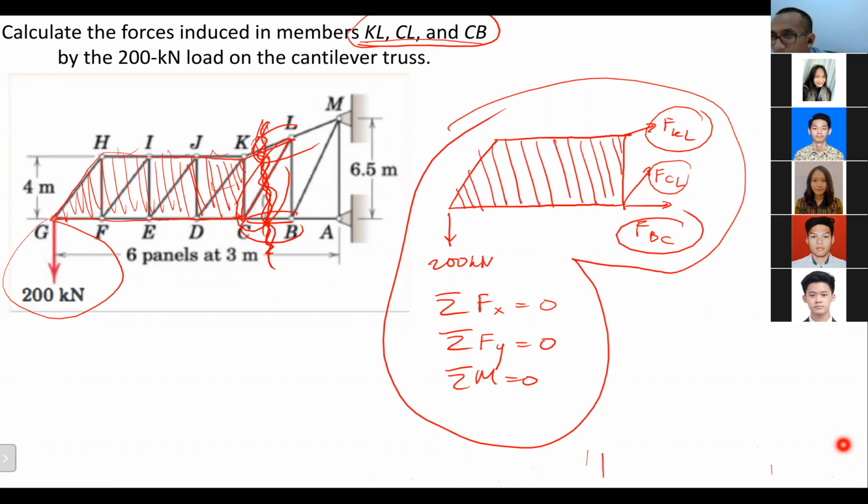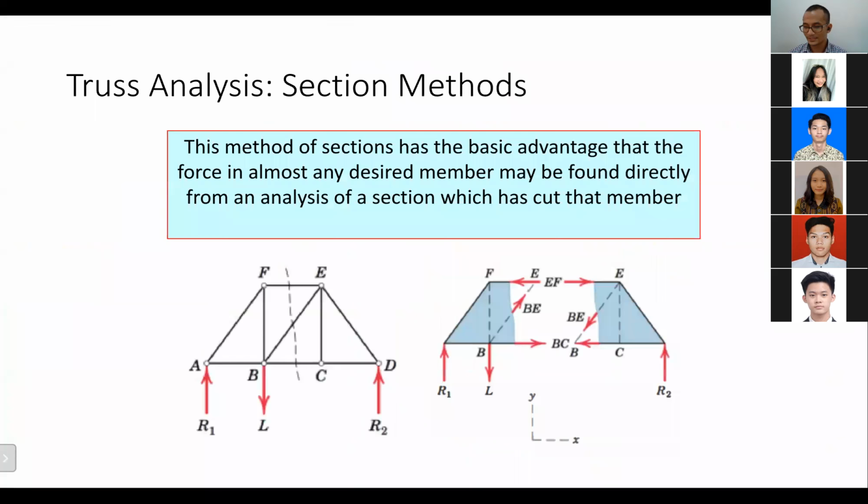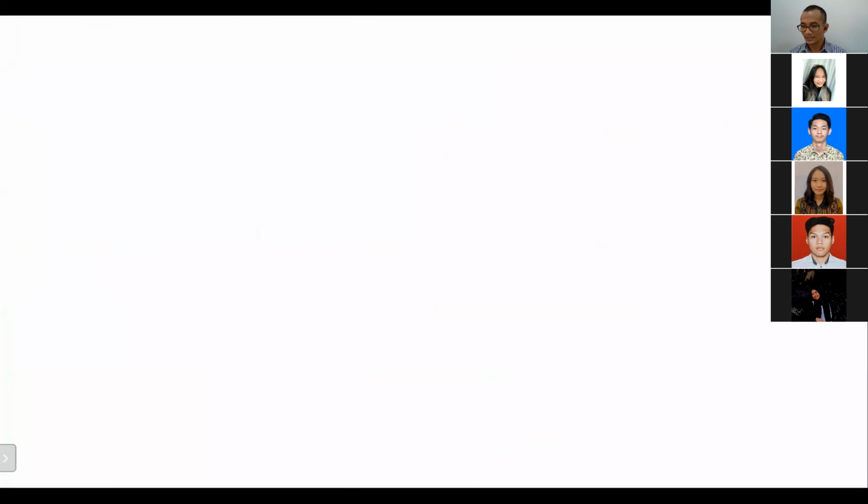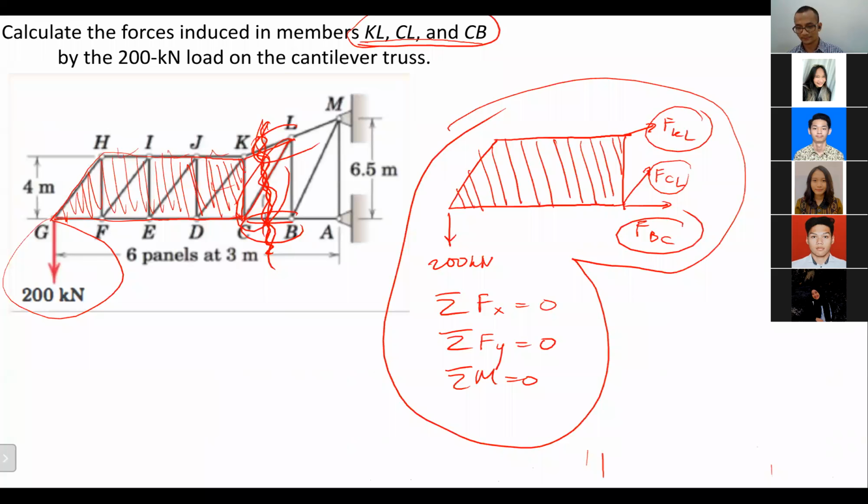You get me? Yes, sir. So this is one of the techniques that we can do to solve this kind of problem. Okay, it's quite interesting. So previously you had to solve for 18 equations. Now you can solve it using just 3 equations.